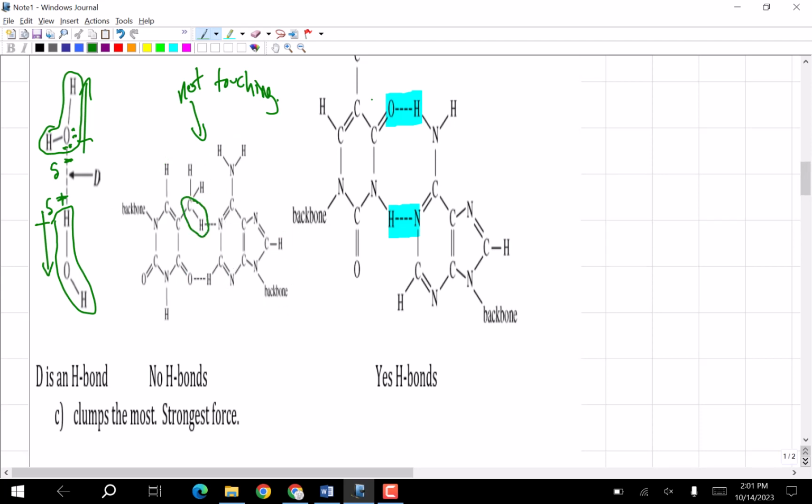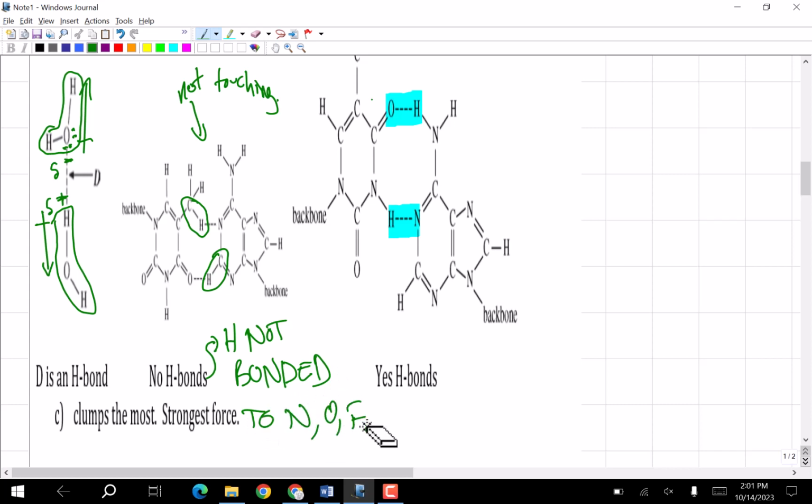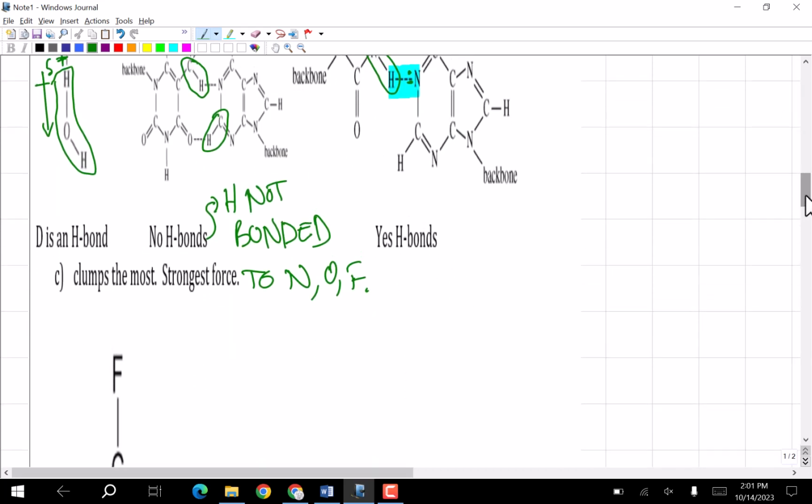Notice how this H is not directly bonded to N, O, or F. And this H is not directly bonded to N, O, or F. No H bonds. H is not bonded to my friend nitrogen, my friend oxygen, or my friend fluorine. That's why it's no H bonds, okay? This one is an H bond because I've got a lone pair here, and I've got N to H. And then I've got an H bond here, and then my lone pair, okay?